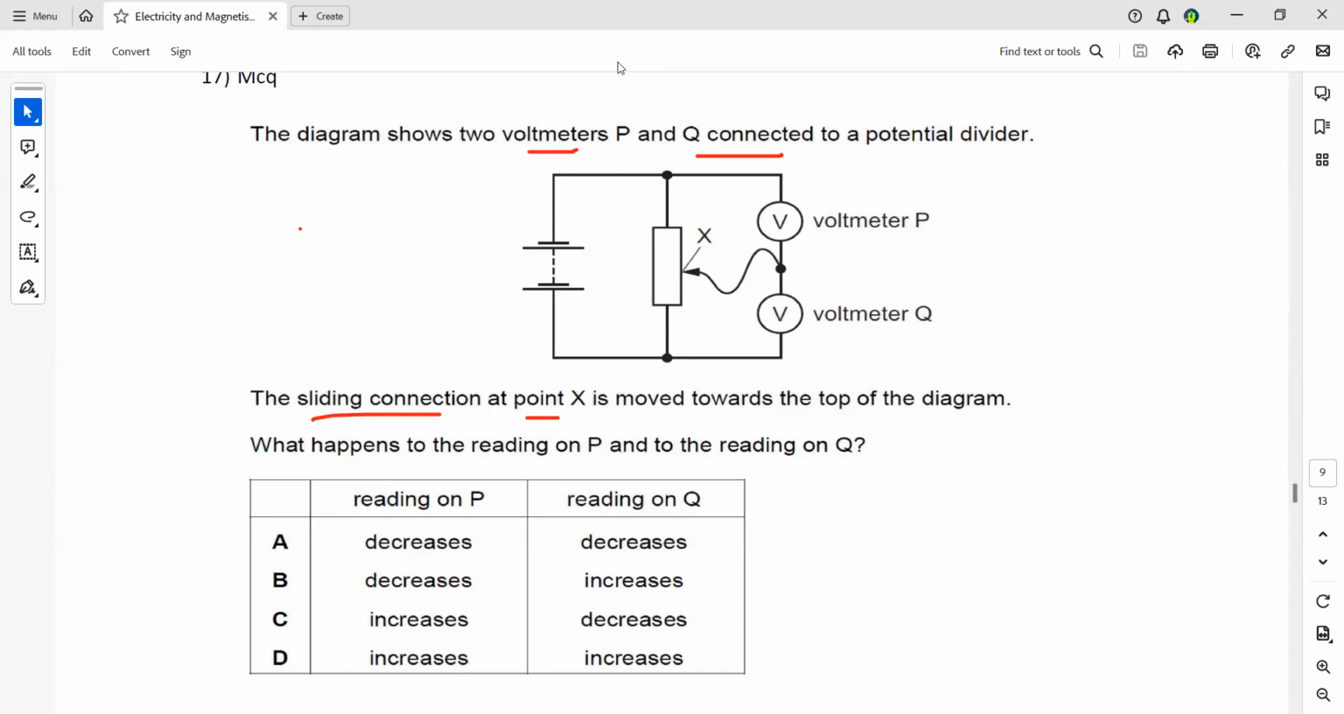But now this sliding contact is moved towards the top. So what happened? The resistance of that part will be less, so the voltage across this one will be lower. So the voltage across voltmeter P will be less. In comparison, the other part will have greater length, or more resistance, or more voltage. So the reading on voltmeter Q will increase. So voltmeter P reading will decrease and voltmeter Q reading will increase. So it will be B, decrease and increase.